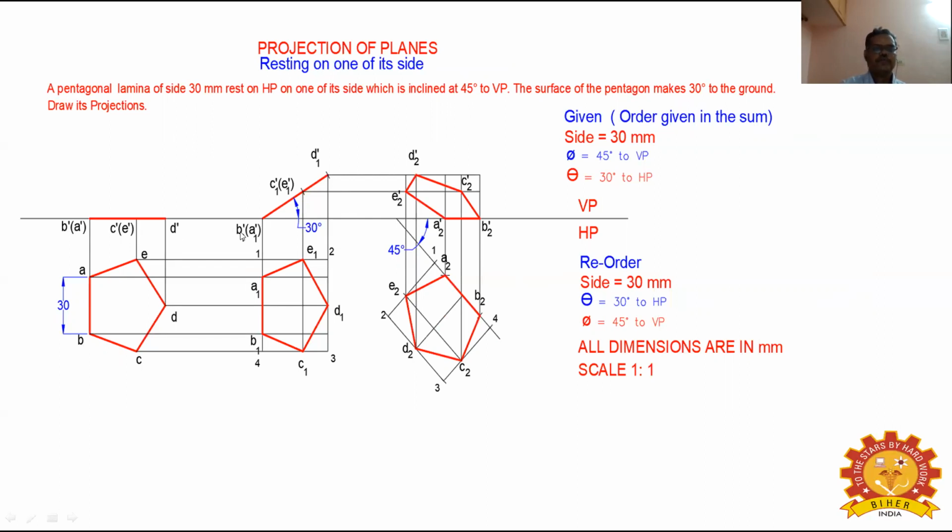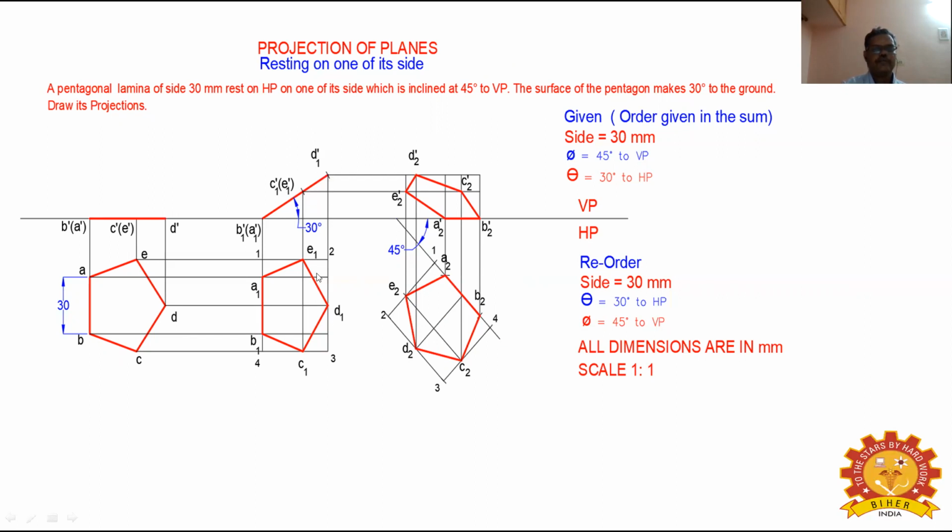So here mark B1 dash, A1 dash and mark 30 degrees to HP. That is given in the second sentence. And measure the distance between B dash to D dash. From B1 dash as center, cut an arc, mark as D1 dash. Similarly, since B dash is a resting edge, you have to measure only from B dash. Measure the distance from B dash to C dash, and from B1 dash cut an arc. Mark as C1 dash, E1 dash.